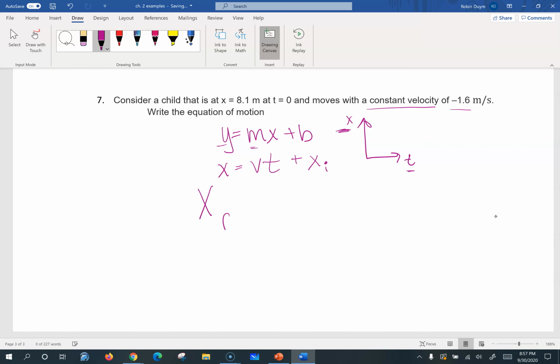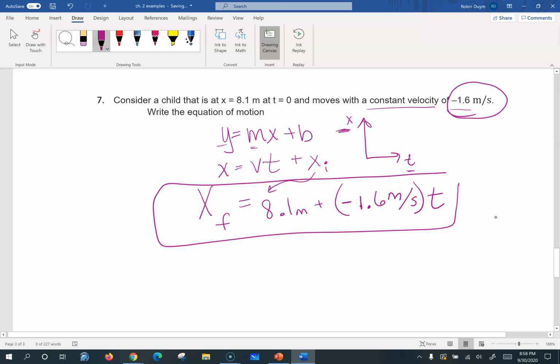All right, so here's my equation of motion, and this is what you'll just have to input if they ask for it in Mastering. Remember, we usually put the initial position first, so I'll say positive 8.1 meters plus, what's my velocity? Here's my velocity, negative 1.6 meters per second, t. And that could tell you everything you need to know and where that kid will be at any moment in time.